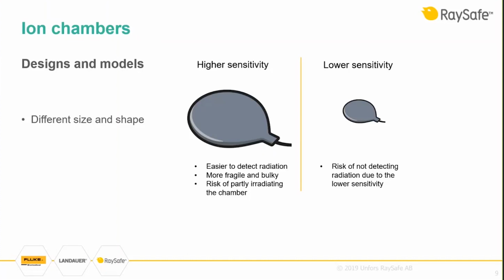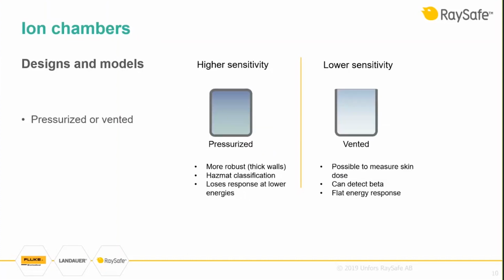Another way to change sensitivity is to squeeze in more air in the same volume. This can be done by pressurizing the chamber. Again, more gas equals more ion-electron pairs and a stronger current that we can measure. To keep the pressurization, we now need a thicker chamber wall.